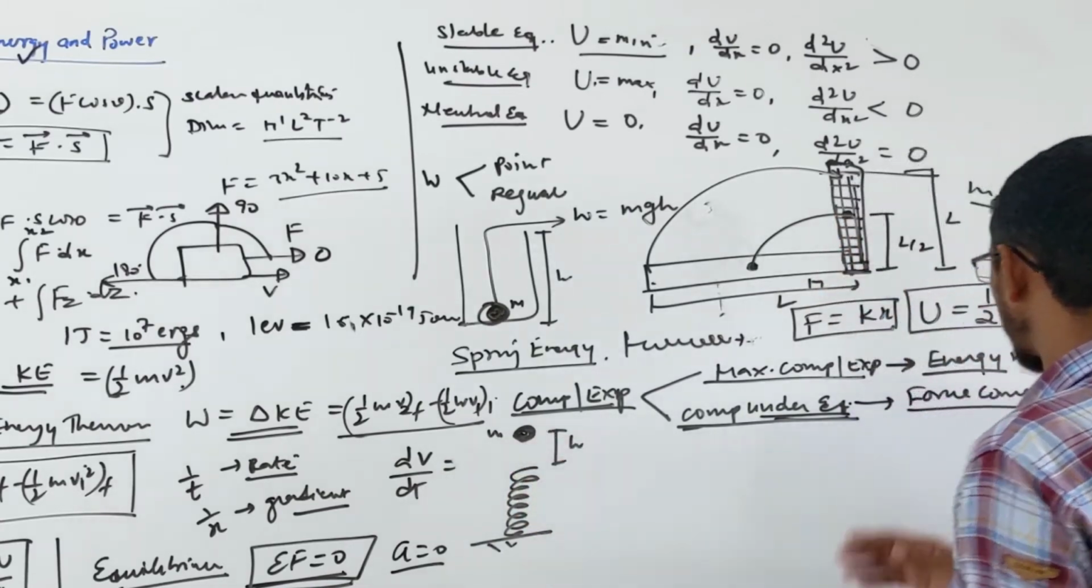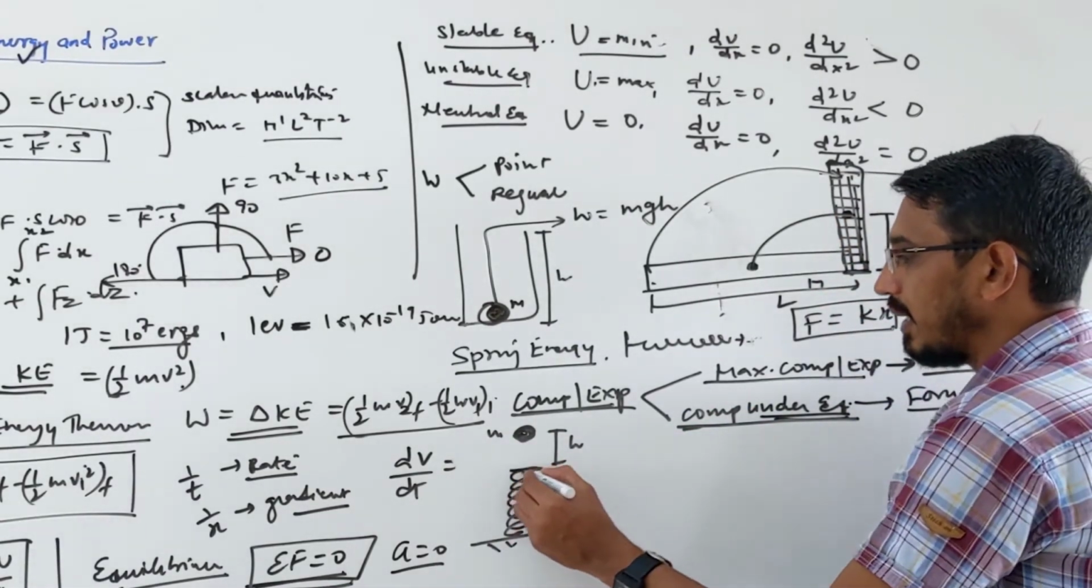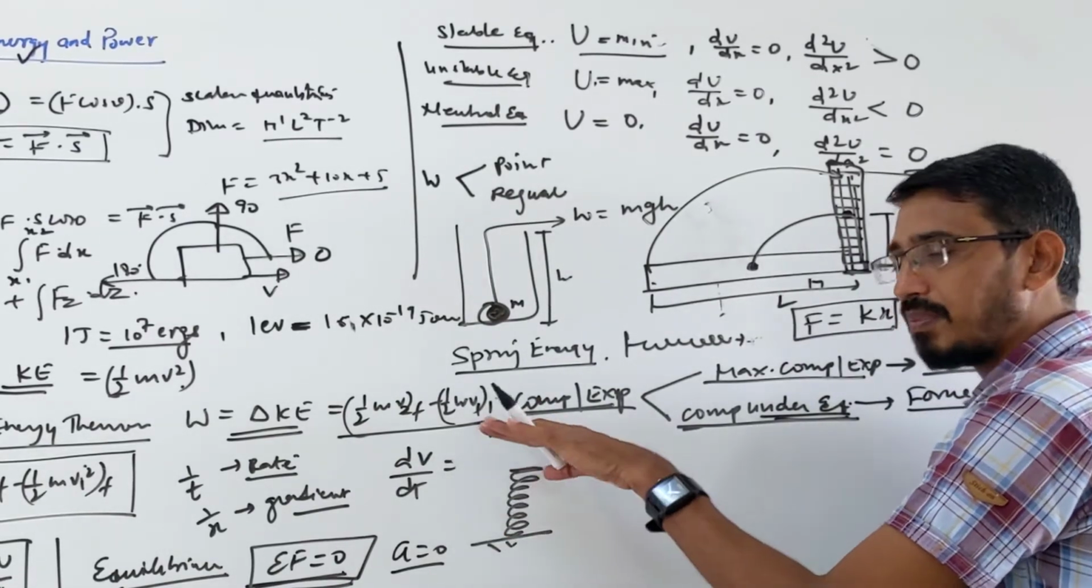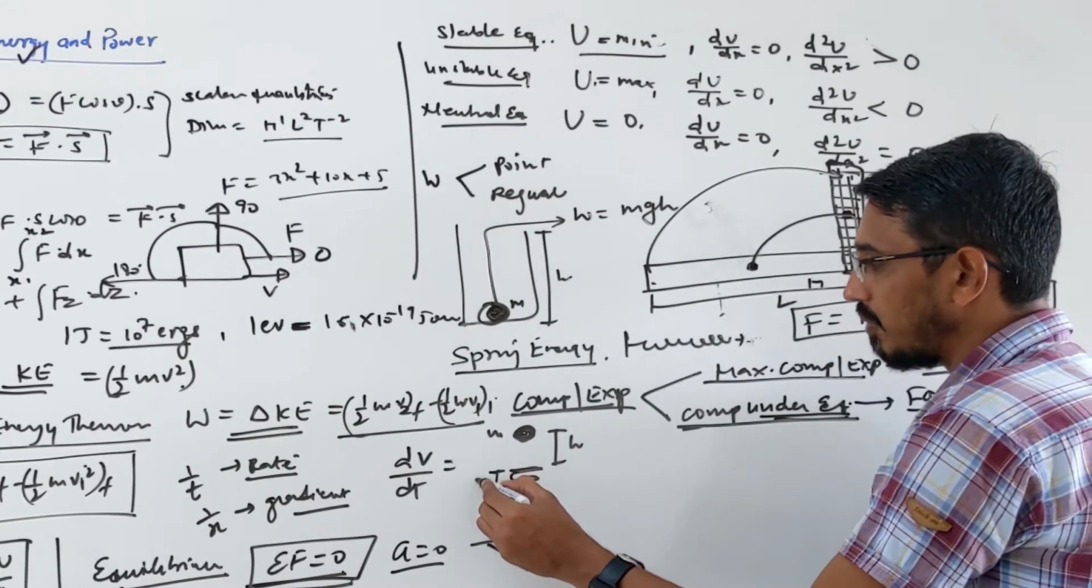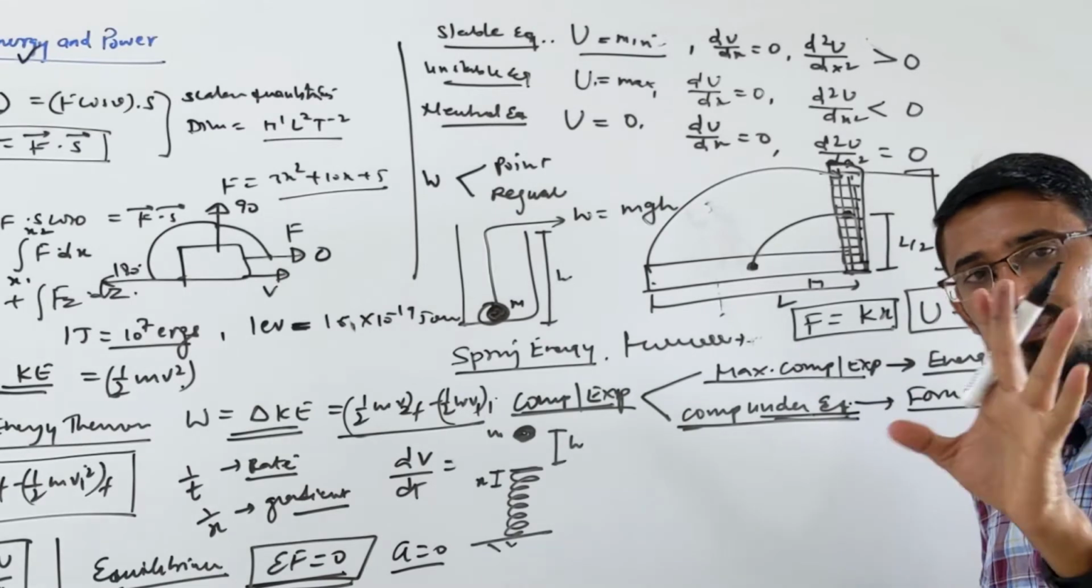Then I ask these two questions: what is the compression under equilibrium, and what is the maximum compression? Suppose you talk about equilibrium first. This ball is dropped on this spring, it will oscillate for some time, then after some time it will stop. So it will compress by some amount x and stop. In equilibrium, the net force will be 0. So we write the force equation.